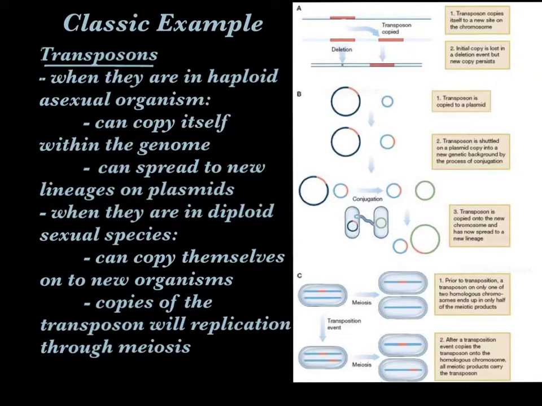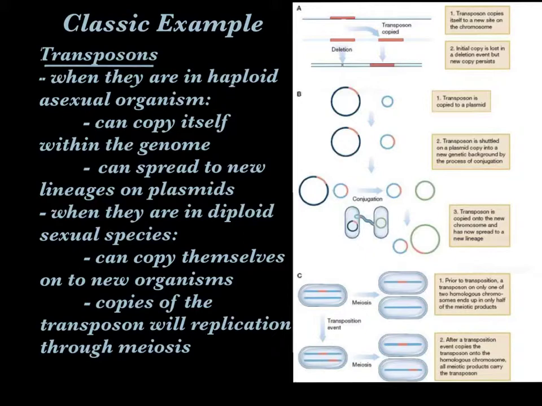A classic example is transposons. In a haploid asexual organism, the transposon copies itself within the genome to reduce the risk of being lost from its lineage. This way, if one copy is lost, other copies will remain in the genome. Transposons also protect themselves by spreading to other lineages on plasmids. In sexual diploid species, transposons copy themselves onto new chromosomes to increase their chances of being passed on to offspring in the next generation during meiosis.